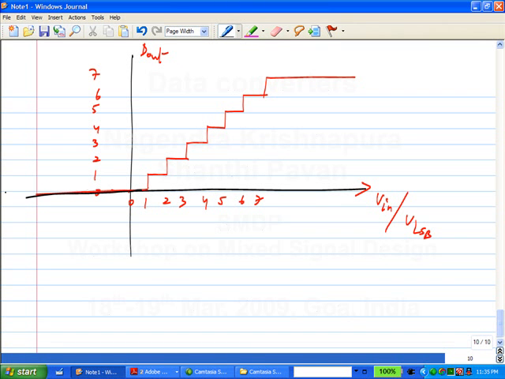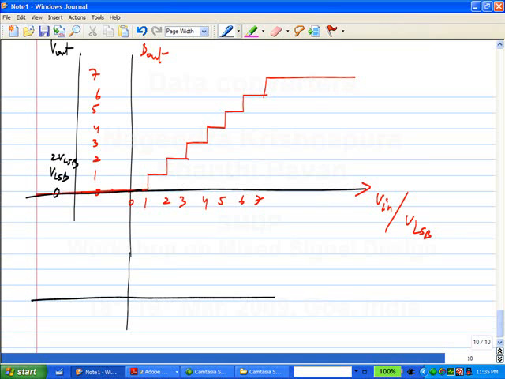Quantization error is the difference between the output and input. I can't subtract a voltage from a number. I have to also convert the output to some voltage. And I'll simply multiply D out by VLSB. So 0 to VLSB and so on. If I want a voltage output, this is what I'll do. I'll simply multiply it. To 7 VLSB.